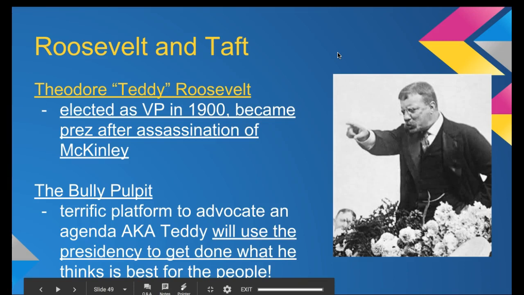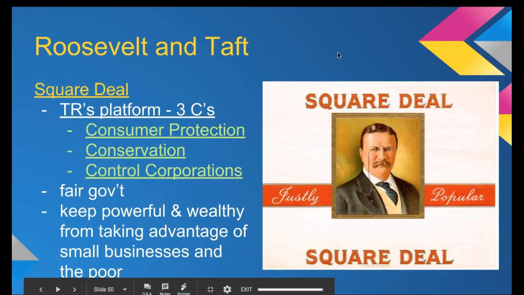Theodore Roosevelt used his bully pulpit, a term used to describe the power of the presidency. The bully pulpit was a terrific platform to advocate an agenda. So Teddy would use the presidency to get done what he thinks is best for the people. Teddy's agenda during his presidency is known as the Square Deal. All right, that was his platform. And in history classes, we remember it as the 3 C's. The 3 C's make up Teddy Roosevelt's platform. Those 3 C's are consumer protection, conservation, and controlling corporations.